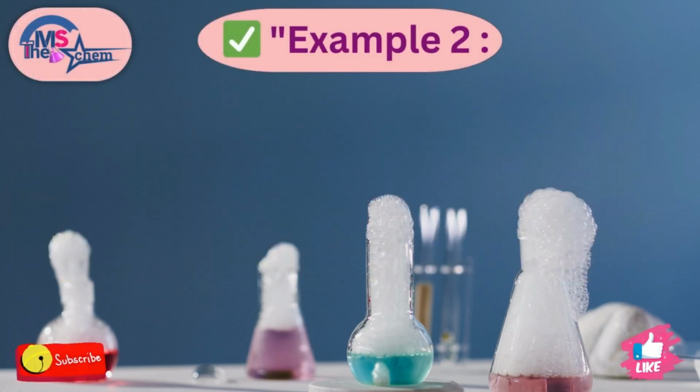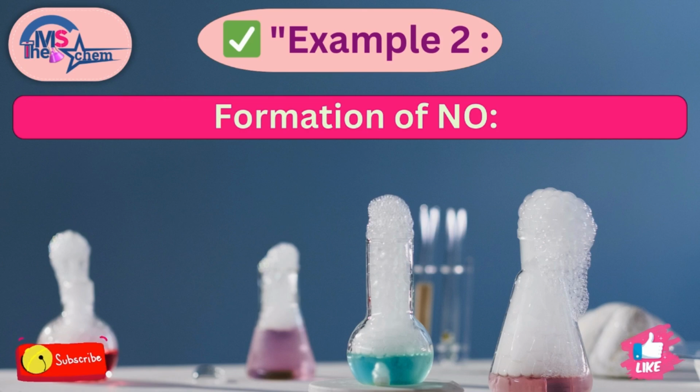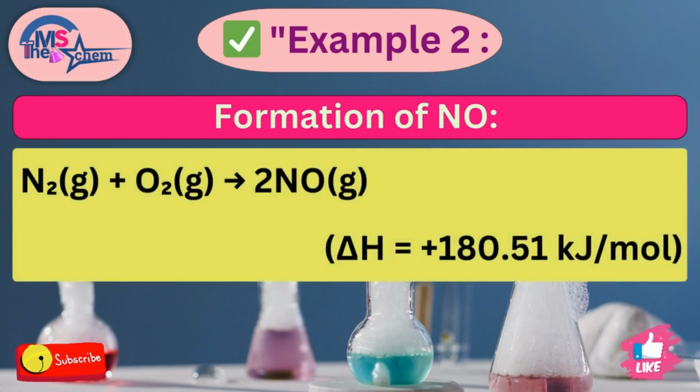And one more example is the formation of nitric oxide from the elements nitrogen and oxygen. Here the reaction in the form of an equation is given, and ΔH is plus 180.51 kJ per mole. This reaction is also an endothermic reaction and heat is absorbed into the system, so ΔH has a positive sign.